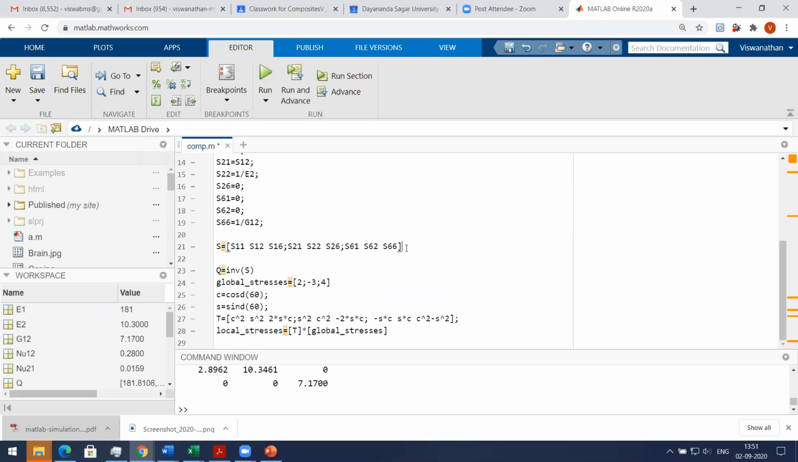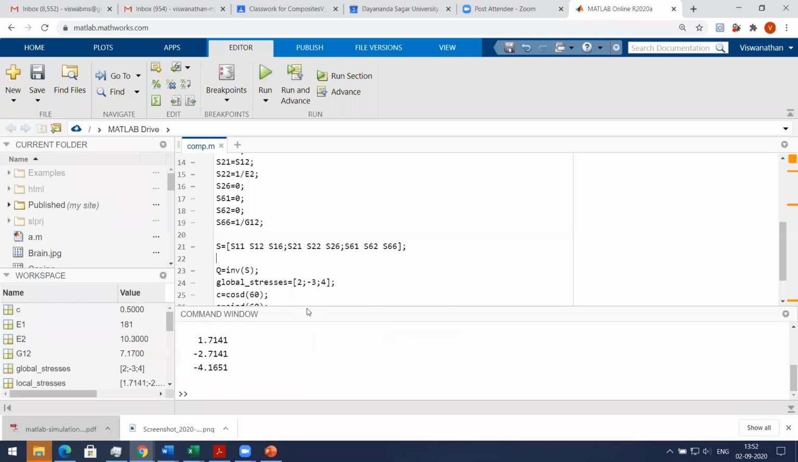So if I put a semicolon over here, then I'll get only the output of this thing. Okay, so we'll run this.